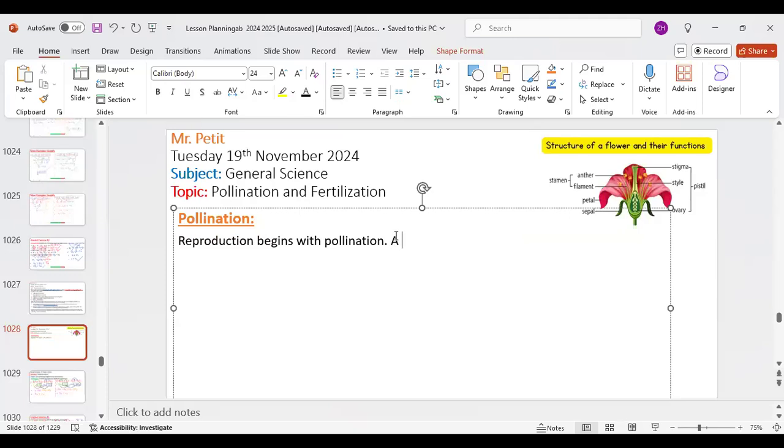A flower is pollinated when a pollen grain arrives on the stigma.